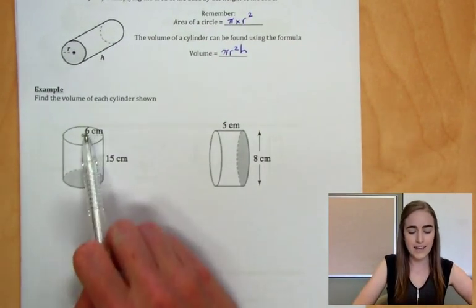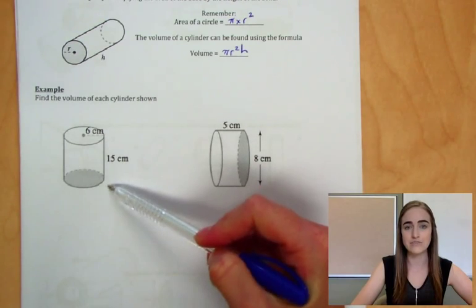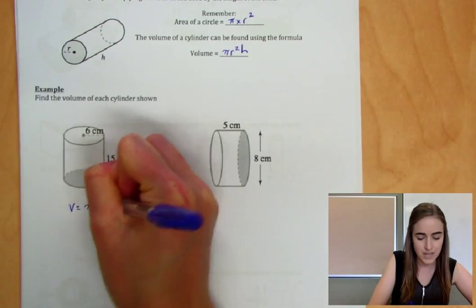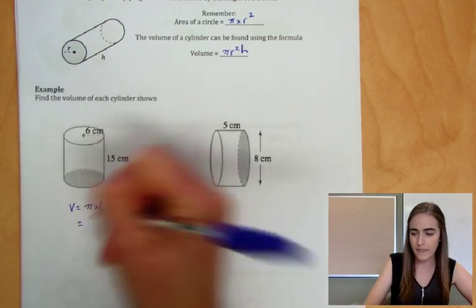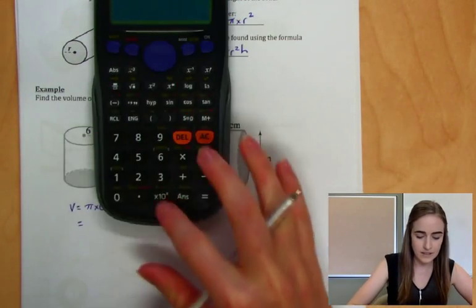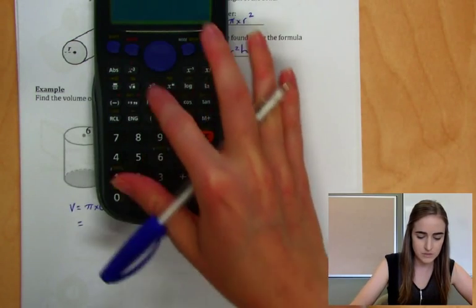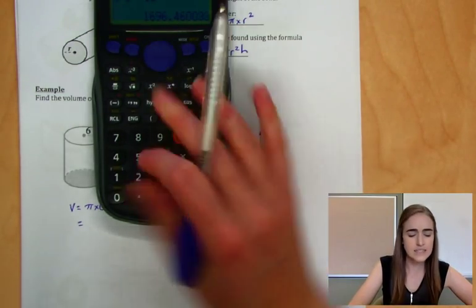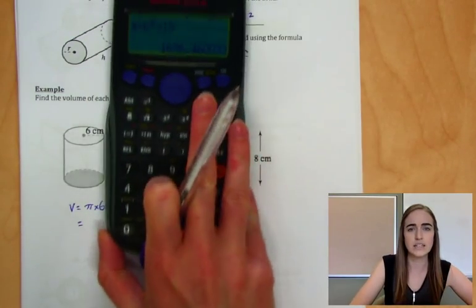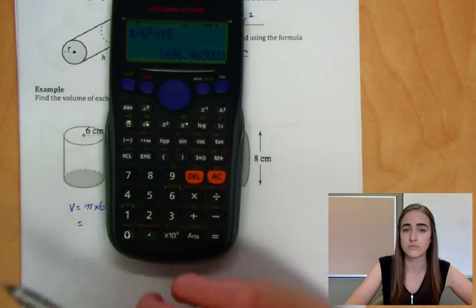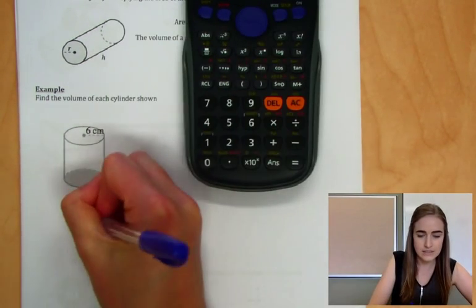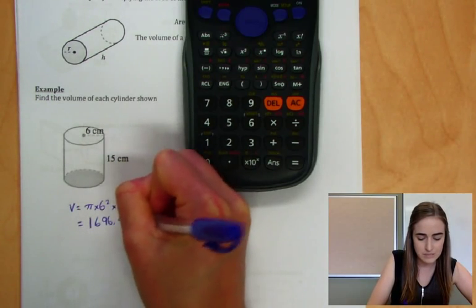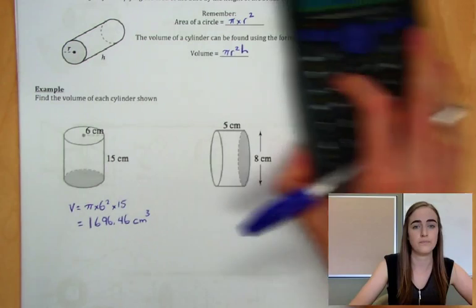So our first one here, our radius is 6 and the height of our cylinder is 15. So our volume is going to be pi times 6 squared times 15. Pop that in our calculator, pi times 6 squared times 15 will give us this whole number here. It hasn't asked us to round to anything in particular, so in this one, let's just round to 2 decimal places. So we'll have 1,696.46 centimetres cubed because it's a volume.